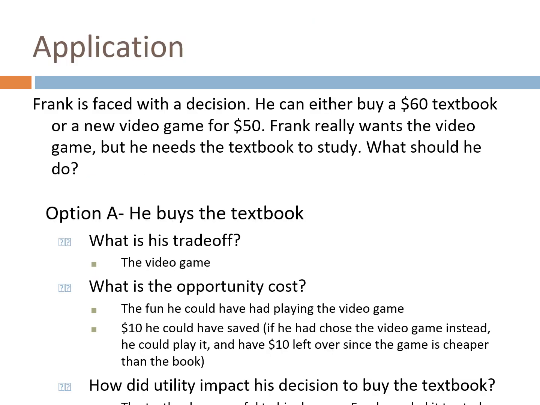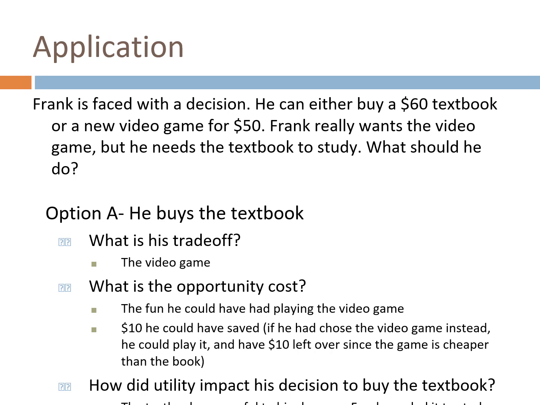So quick example here with Frank, and then you're going to do an example of yourself. Frank's faced with a decision. He can buy a $60 textbook or a new video game for $50. He really wants the video game, but he needs the textbook to study. So what does Frank do? Assuming the option is he buys the textbook.